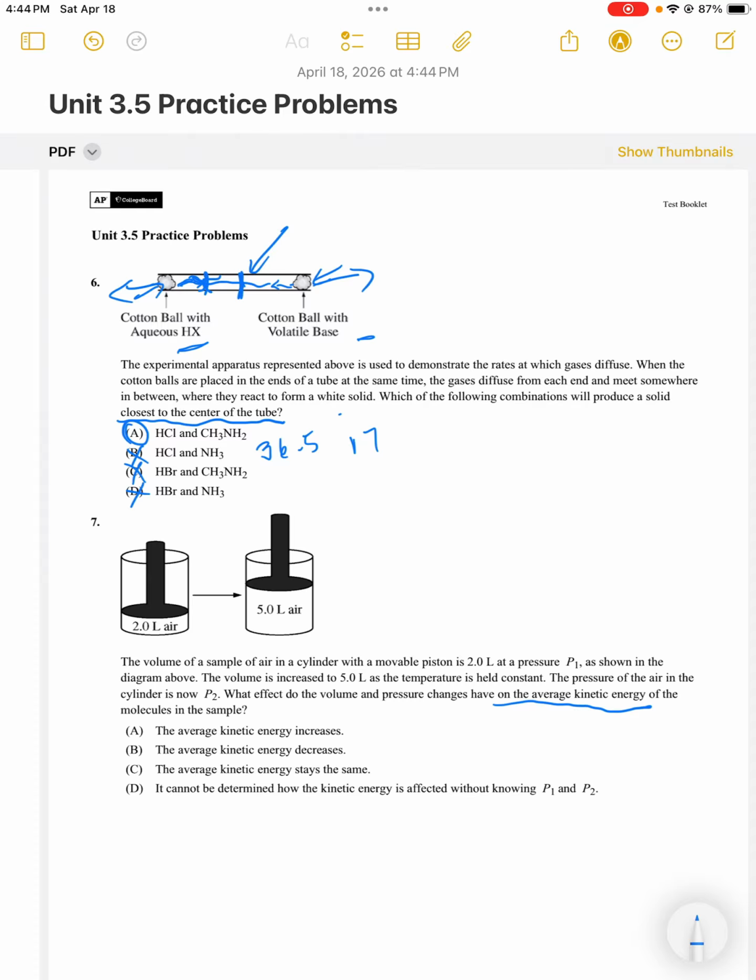My guess is if you dig around in here, here it is, temperature is held constant. So temperature being held constant, the average kinetic energies are the same. Average kinetic energy stays the same. It doesn't increase, it doesn't decrease when you change the pressure and volume. And it's not that it can't be determined, it can. We know it stays the same.